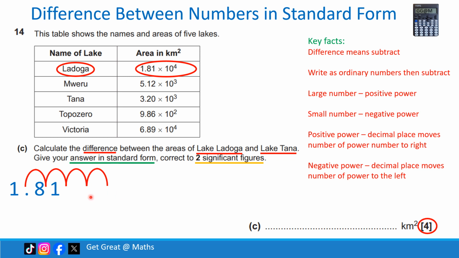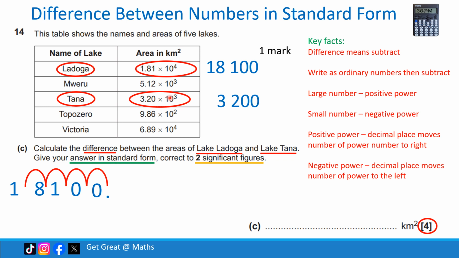In the gaps, I've got to write zeros to hold the place value, and the decimal point moves from between the 1 and the 8 all the way to the end of the digits. So I've got the number 18,100. I can do the same for the second lake. I've got 3.2 times 10 to the power of 3. The decimal point is going to move between the 3 and the 2, and it's going to go 1, 2, 3 places to the right. There is one gap where there is nothing, so we put a 0 in there, and you will get 1 mark for writing both of these numbers as ordinary numbers.